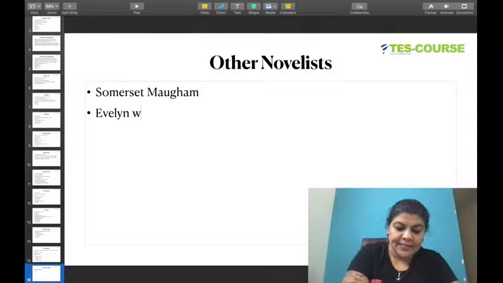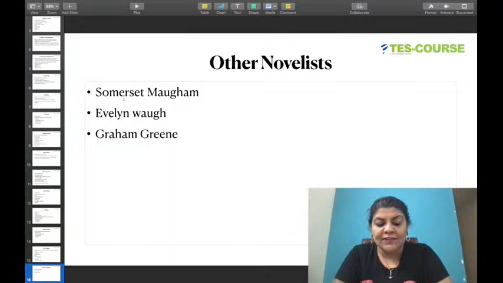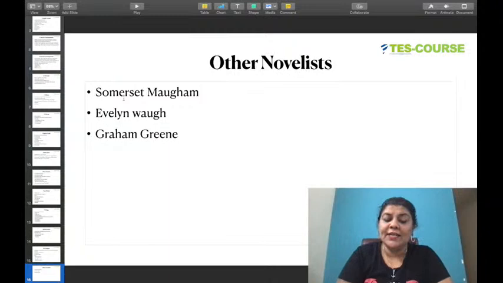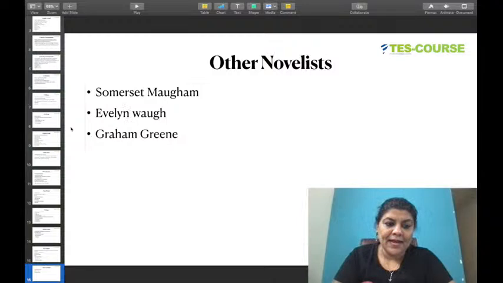Then there is Evelyn Waugh. Then Graham Greene. Graham Greene wrote Catholic novels. Evelyn Waugh also wrote Catholic novels. Which are the Catholic novels of Graham Greene? Brighton Rock, The Power and the Glory, The Heart of the Matter, The End of the Affair. Graham Greene also wrote spy novels. Yes, Somerset Maugham wrote Man with a Scar. Very good.